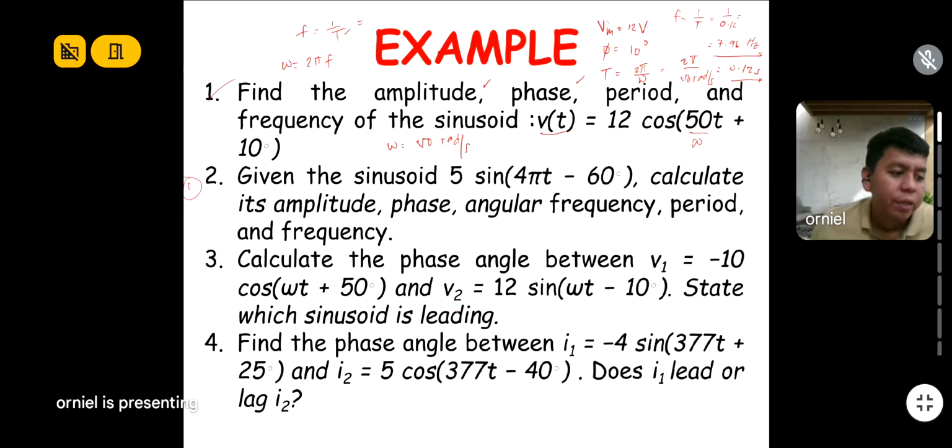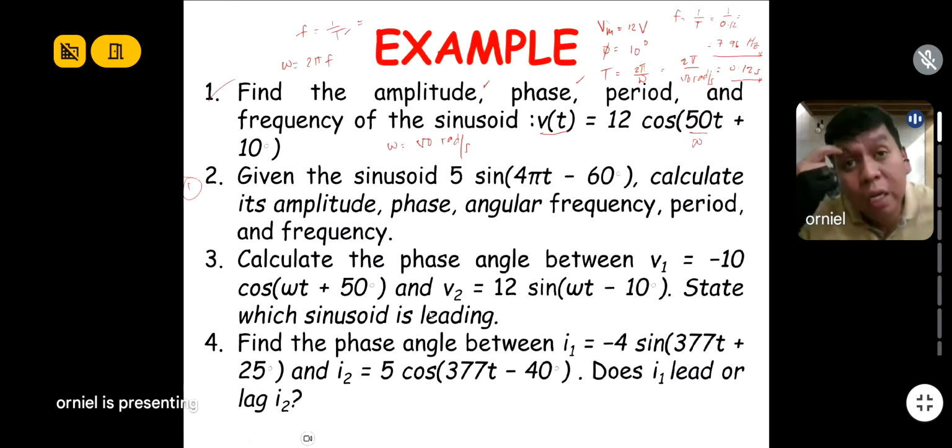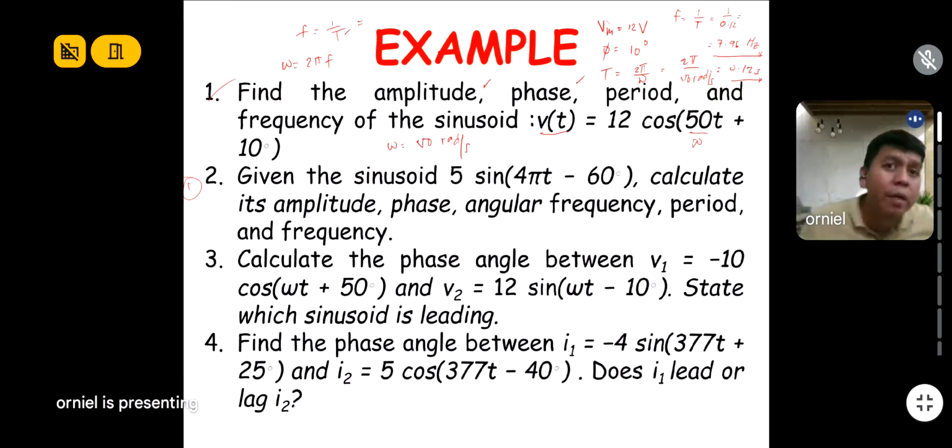So normally, we'll just do it ourselves, no? Because later on, phasors will come in. So before you convert from time domain to phasor, normally the standard form of time domain is in terms of a cosine function. So we'll just convert everything into a positive cosine function.